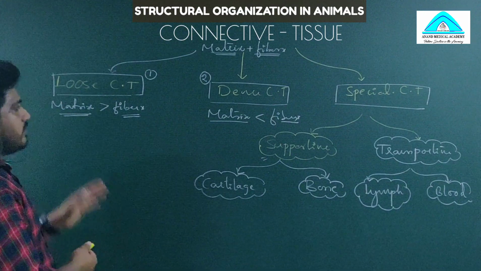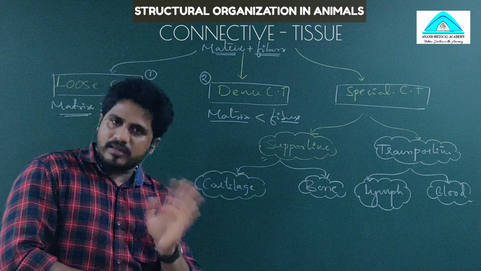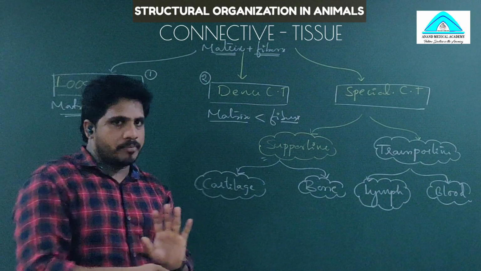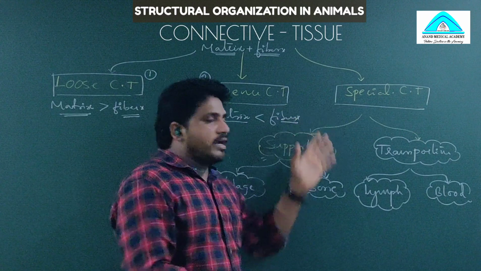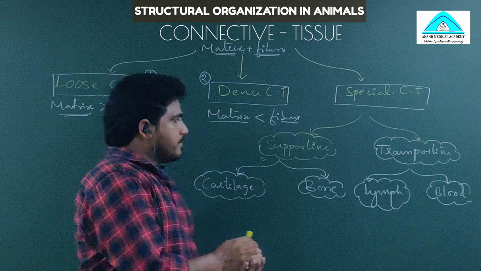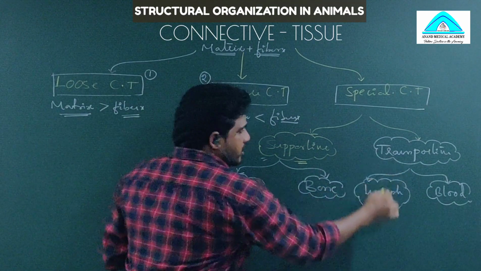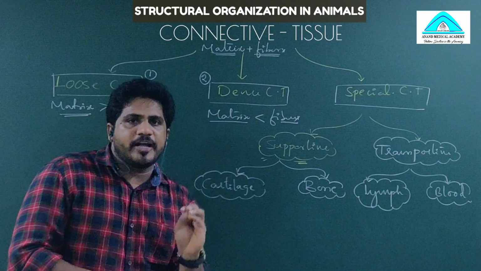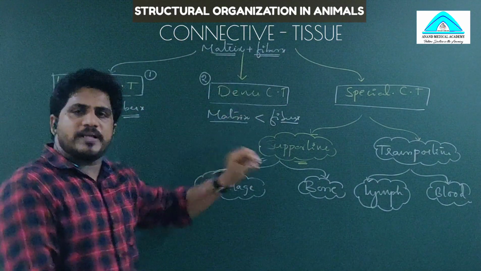I am going to repeat again. Loose connective tissue and dense connective tissue are classified on the basis of the proportion of matrix, fibers and cells, according to their ratio. On the other hand, specialized connective tissue is placed due to its function and uniqueness. Supportive in nature: cartilage and bone. Transport in nature: lymph and blood. Everywhere the most common things are matrix, fibers and cells. Connective tissue means matrix, fibers plus cells.